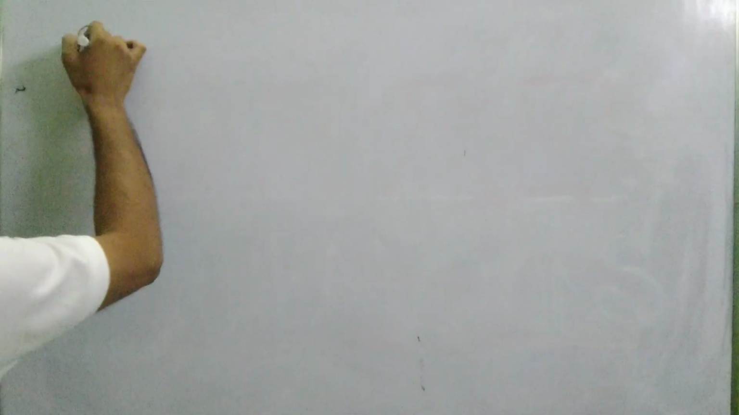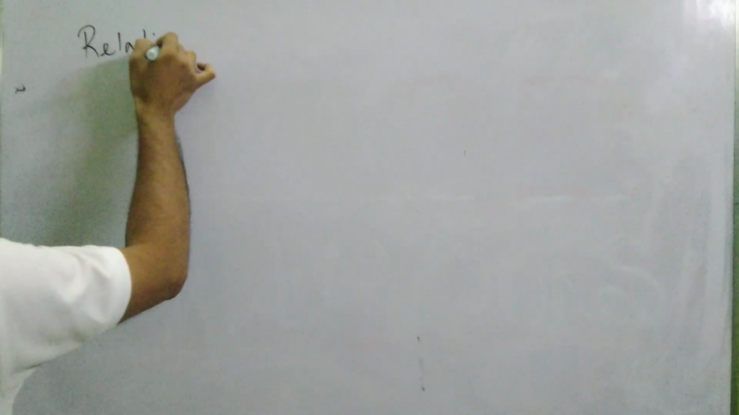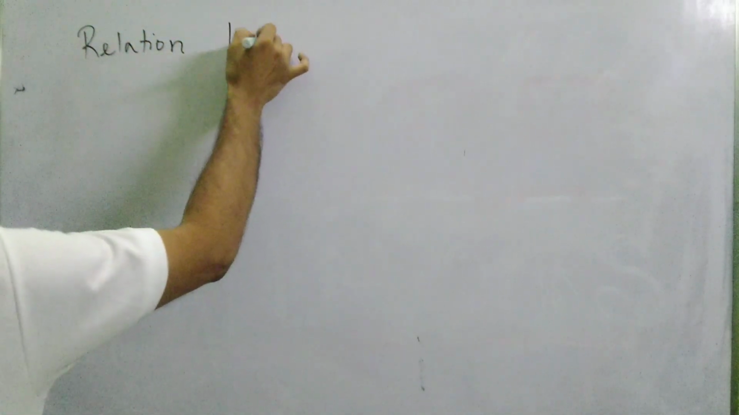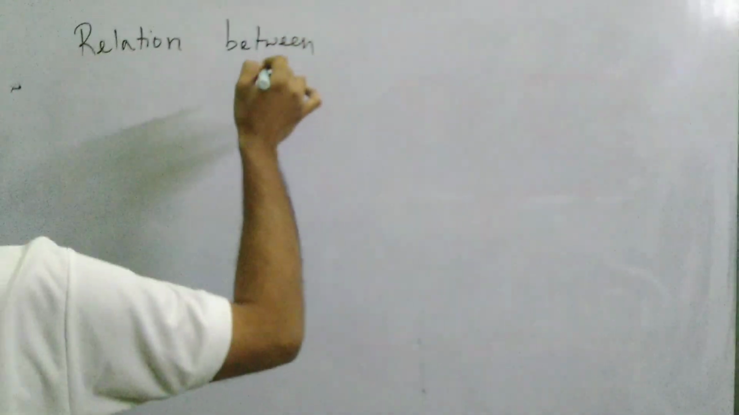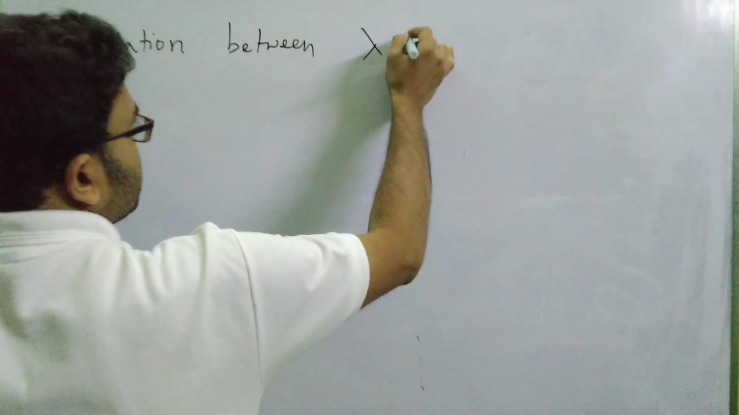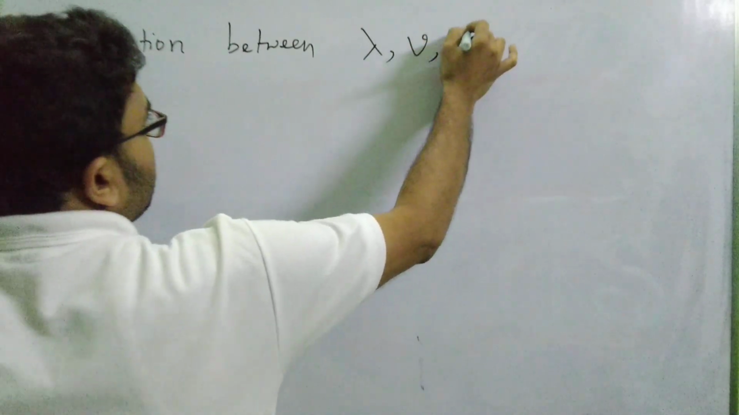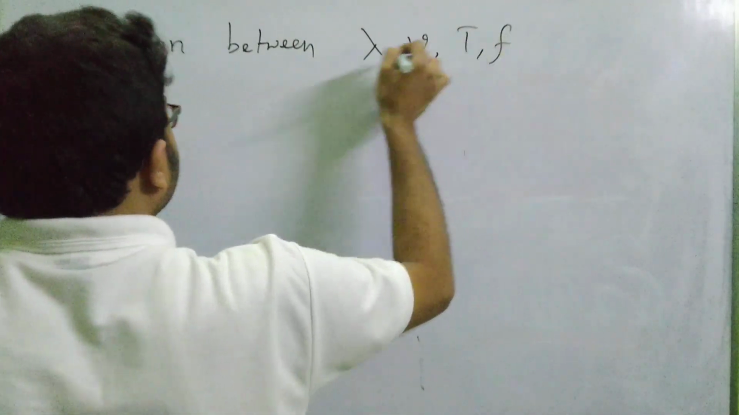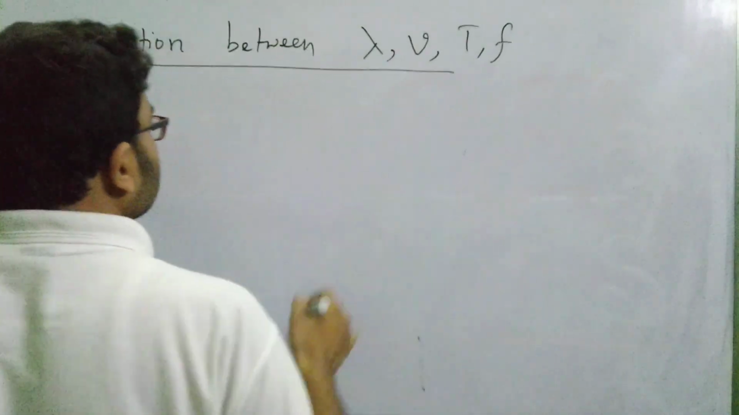Okay, so make a heading: relation between wavelength, denoted by lambda, wave velocity, denoted by letter v, time period T, and frequency f. Okay, so what is the relation?